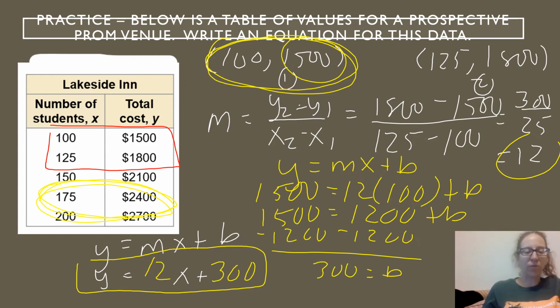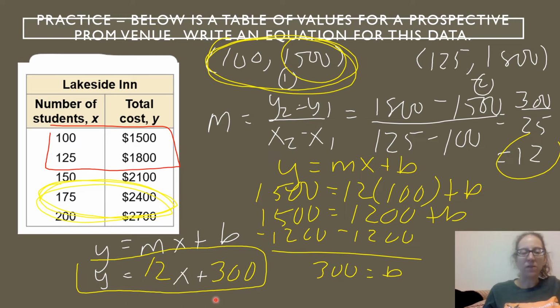All right, and let's just make sure before we leave this slide, because I can't click back in a video, that y is the total cost. So the total cost is equal to 12 times the number of students that go plus this additional 300.